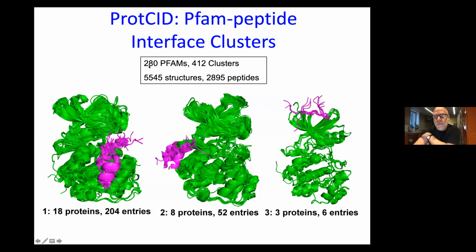In ProtCID, we also cluster not just protein-protein interactions, but protein-peptide interactions. So these are protein kinases with, say, substrate proteins and other interacting peptides. And so you can look up any Pfam and look for different clusters of peptides bound to that Pfam.